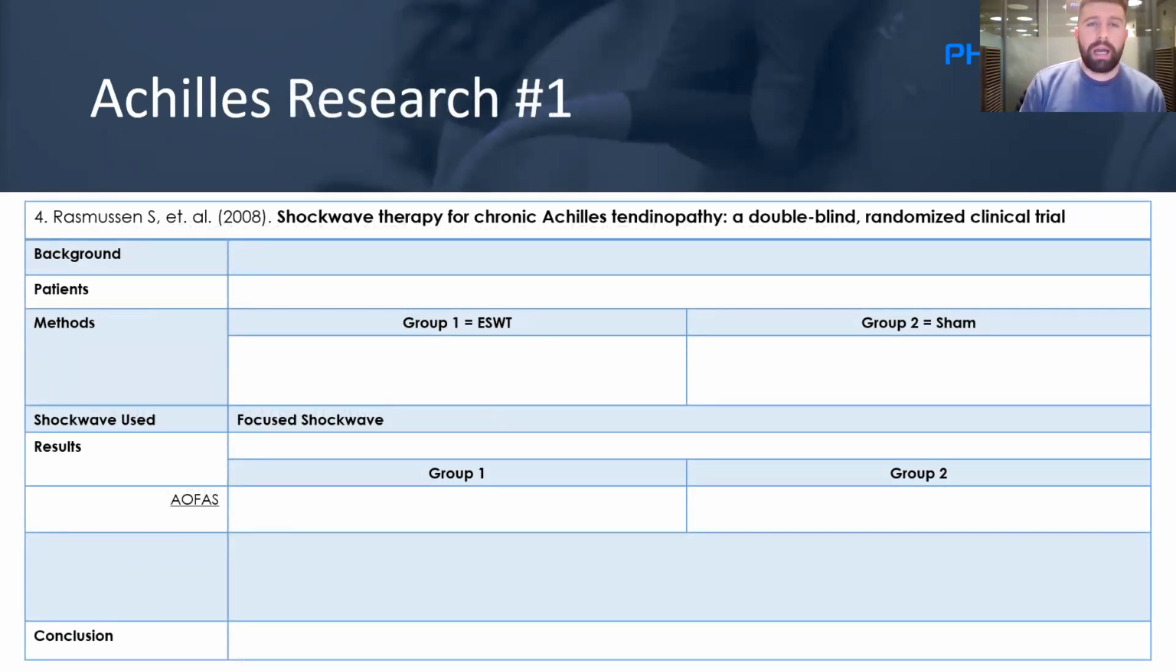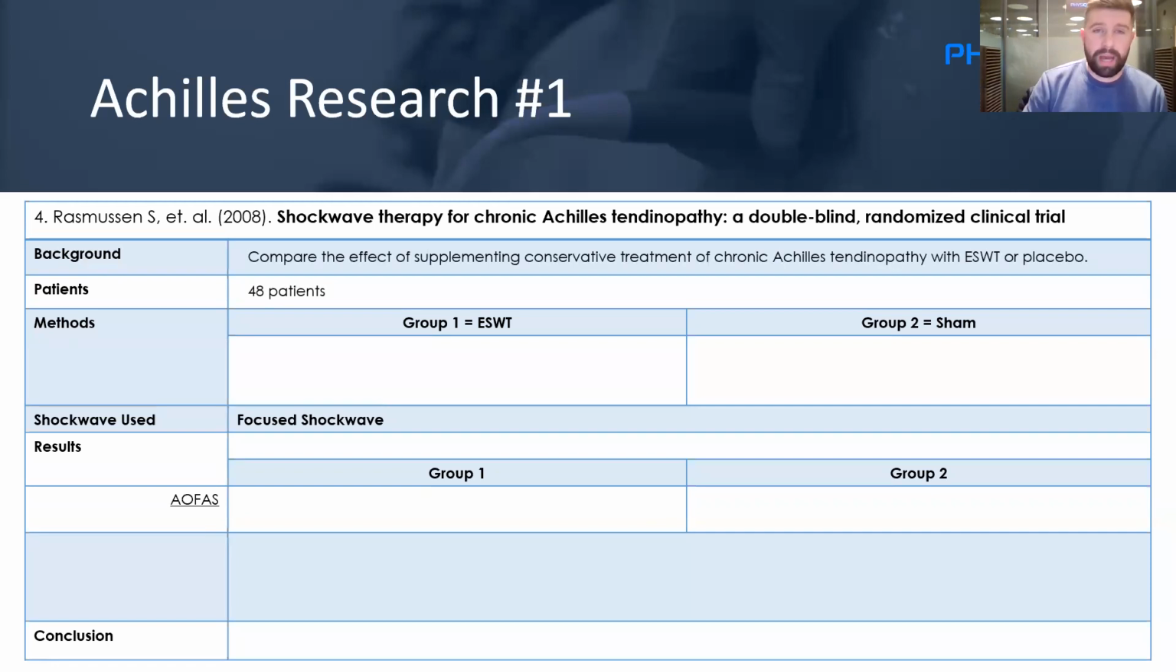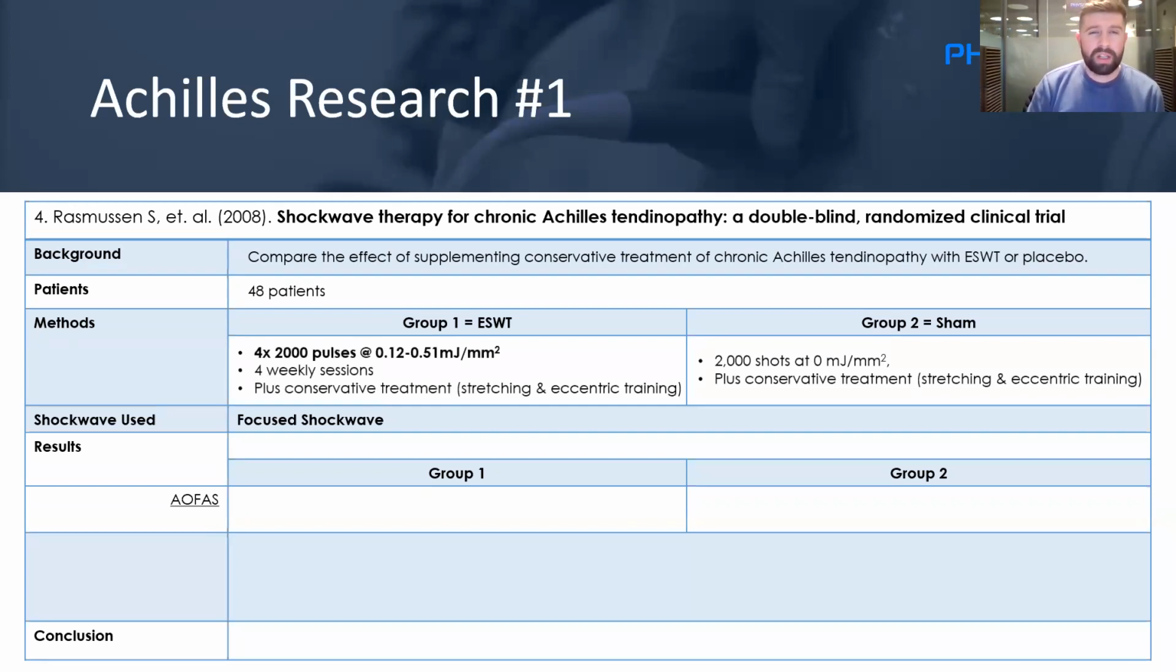Here's a quick paper, a double-blind randomized controlled trial, to compare the effects of conservative treatment with Shockwave to placebo in just under 50 patients. So decent enough group size. Your Shockwave treatment group had 4 lots of 2,000 pulses at weekly sessions. Quite a wide energy range between 0.1 and 0.5 millijoules per millimeter squared, and then with conservative treatment on top of that.